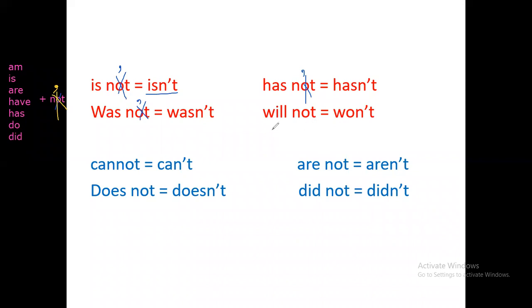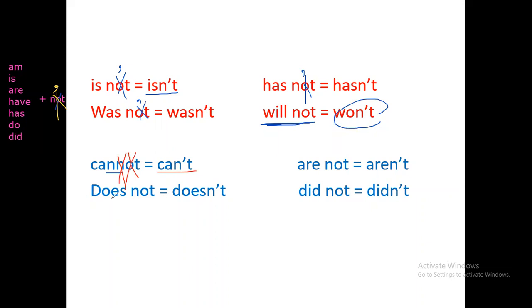Hasn't. Will not is an exception. You must memorize it. Will not will be won't. Okay, it's an exception, so you must memorize it. Will not, won't. Cannot: here we have double N, in can and in not. So we're going to cross out the O from not and the N from not. So the word will be can't.